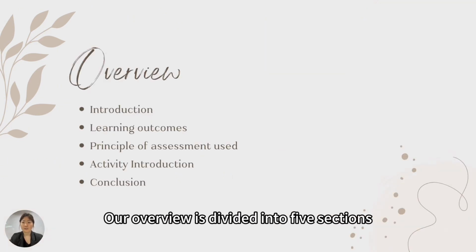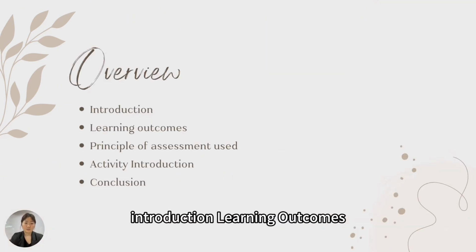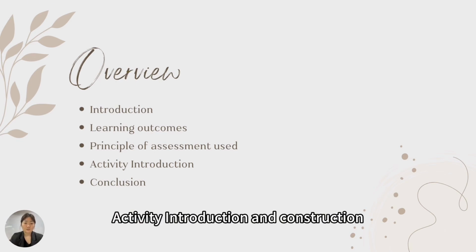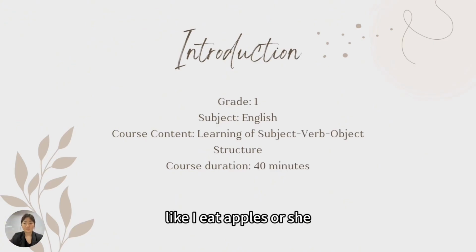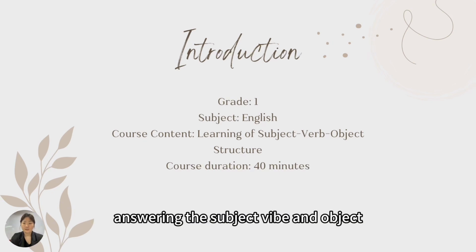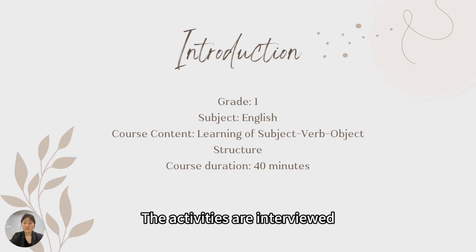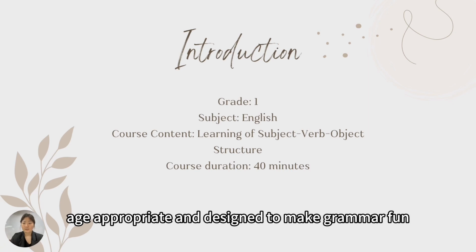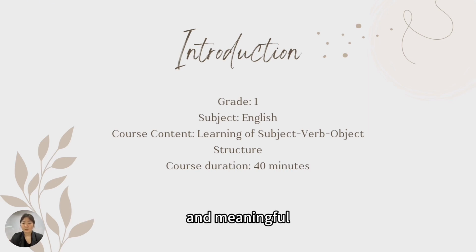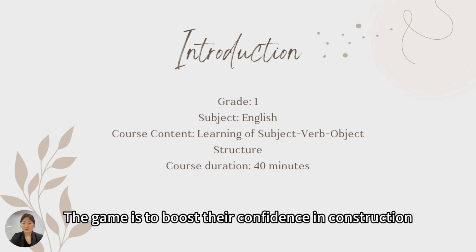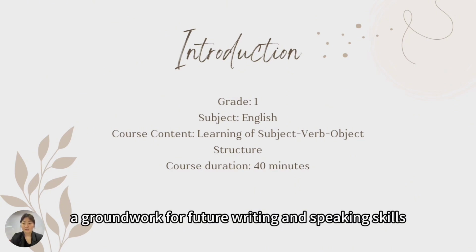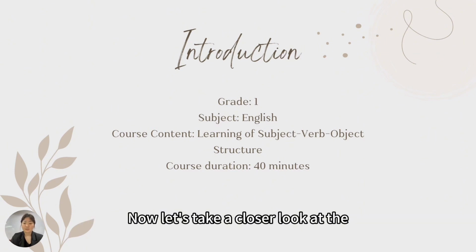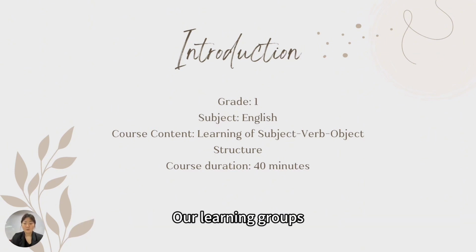Our overview is divided into 5 sections: introduction, learning outcomes, principle of assessment used, activity introduction, and construction. In this lesson, students will learn how to build simple sentences like "I eat apples" or "She plays games" by identifying the subject, verb, and object. The activities are interactive, age appropriate, and designed to make grammar fun and meaningful. The goal is to boost their confidence in constructing complete sentences, and lay the groundwork for future writing and speaking skills. Now, let's take a closer look at the lesson plan and how it supports our learning goals.